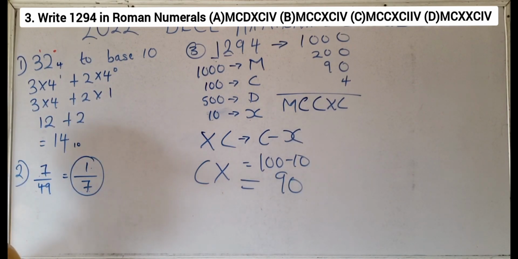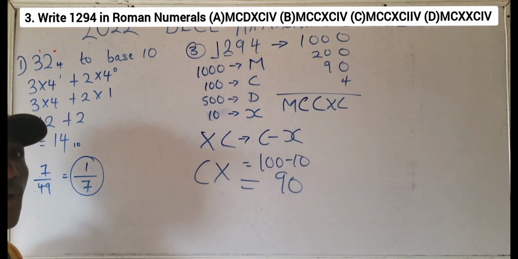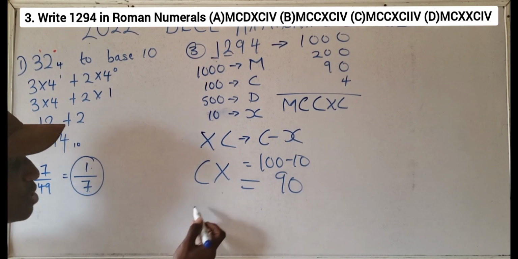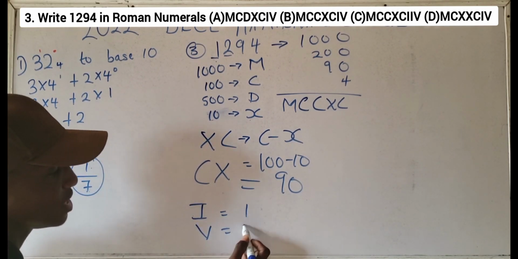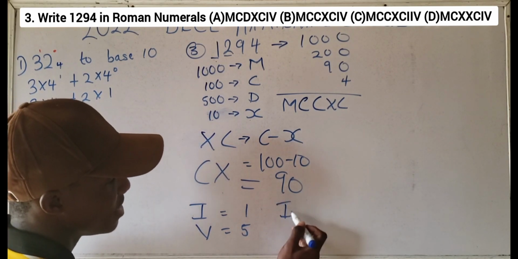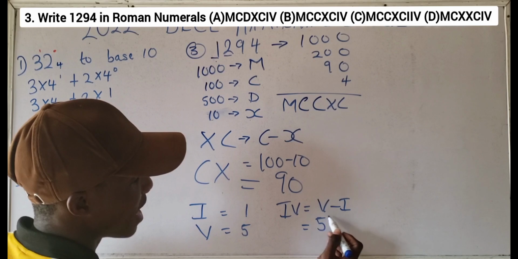Now, for the next one, which is 4, you can write 4 as IV. Because I is 1 in Roman numerals, and V is 5. Now, IV simply means V minus I. Now, V is 5 and I is 1, so that gives 4.